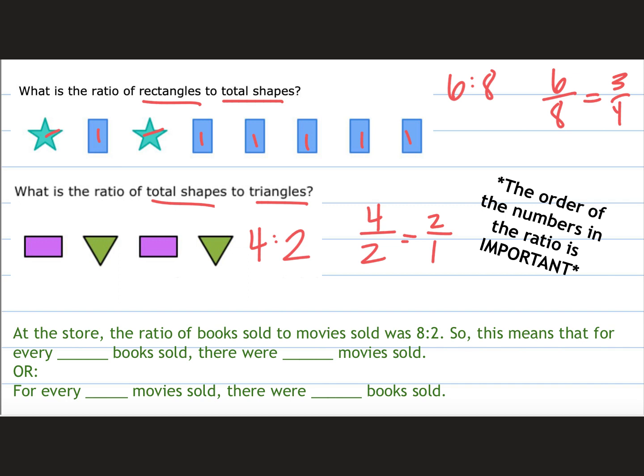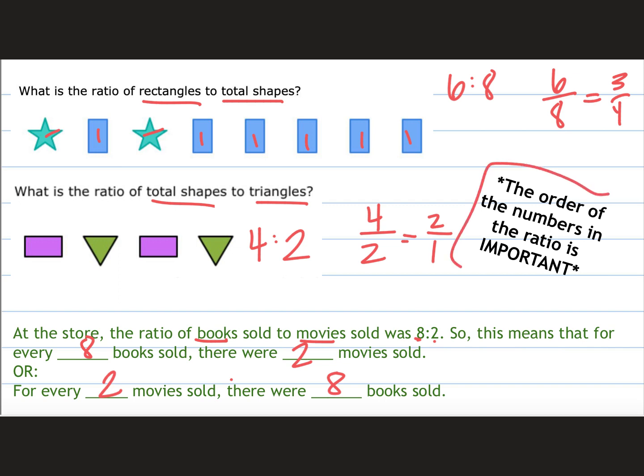fraction like that. Next part, at the store, the ratio of books sold to movies sold was 8 to 2. So this means that for every blank book sold, there were blank movies sold. So in our question here, it says books first, movies second. So that means books is listed first, movies second. So 8 books for every 2 movies sold, just based on the wording of the question and how the numbers showed up.